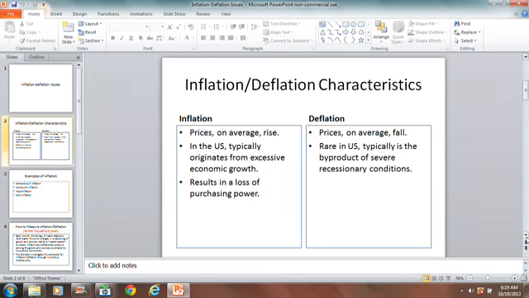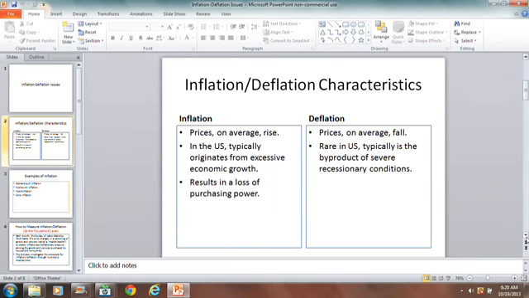First of all, it's important to look at some characteristics of both, because there are a lot of misnomers about what inflation entails and also what deflation entails. So I want to try and express some characteristics of each.